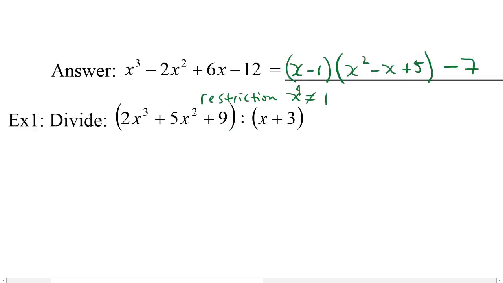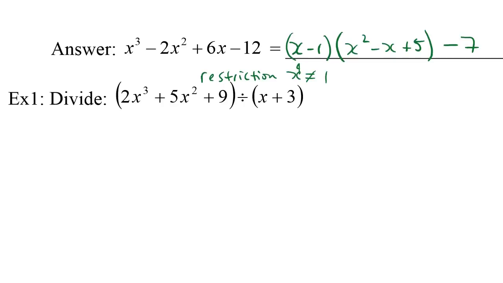All right, I have an example here to do. Now in this example, it is in descending order already. So I've got my x cubed, my x squared, but I don't have any x term. So I have to be careful here. So I'm going to rewrite this. I'm going to write 2x cubed plus 5x squared plus 0x plus 9. Okay, and now I'm going to be dividing by x plus 3.